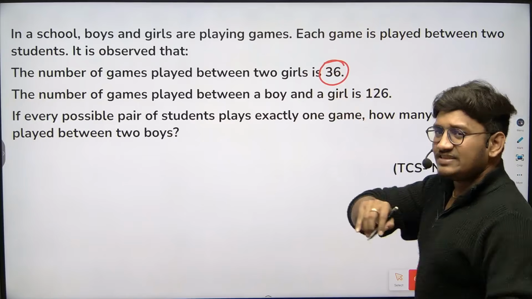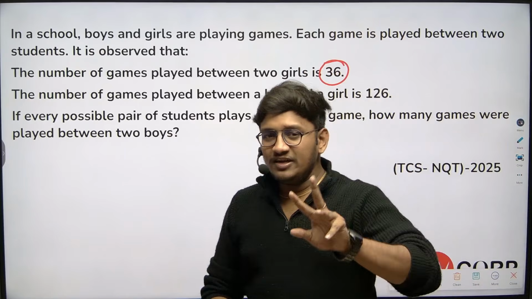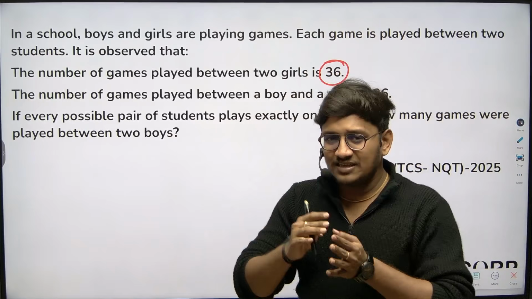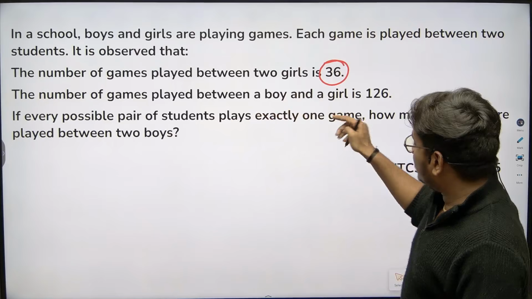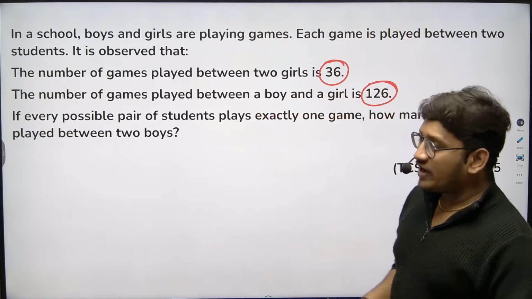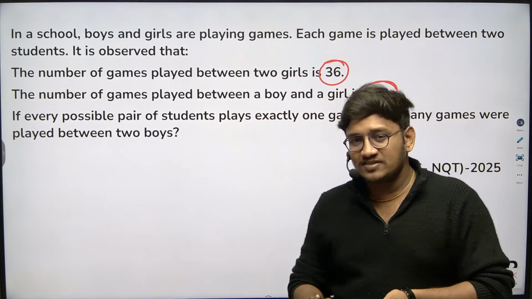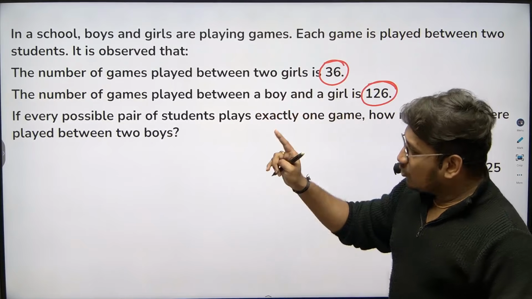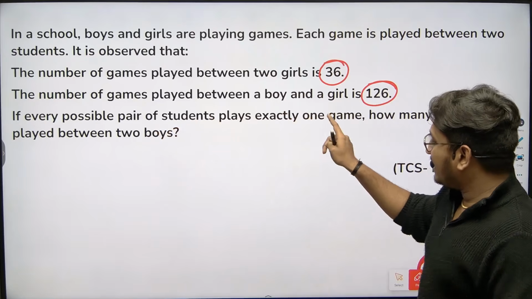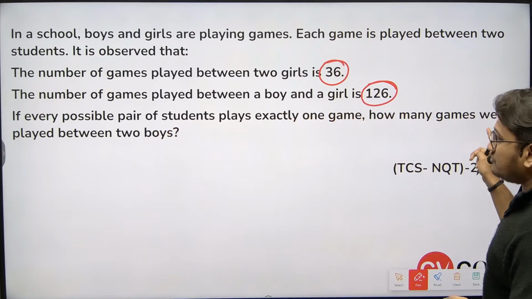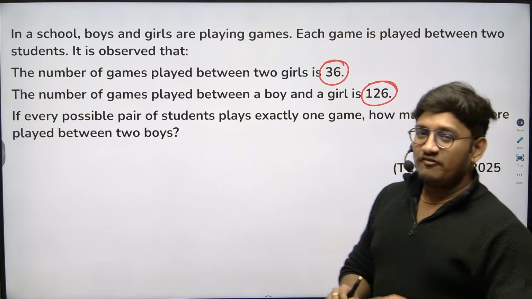They have already given that: between two girls, the number of games played is 36. The number of games played between a boy and girl is 126. Now they are asking us, if every possible pair of students plays exactly one game, how many games were played between two boys? Very, very important question.